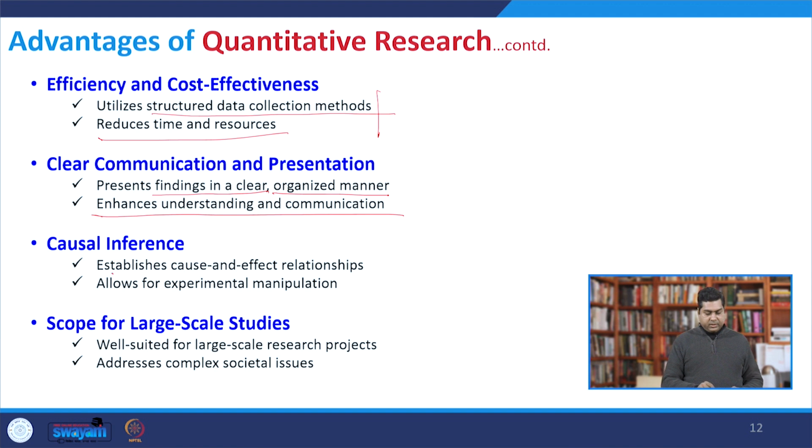Causal inferences. It establishes the cause and effect relationship between variables. It allows for some sort of experimental manipulation to change the different levels and then try the different outputs based on this kind of manipulation.